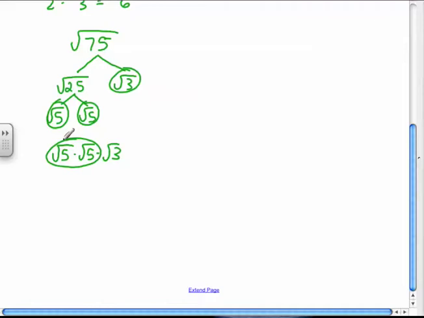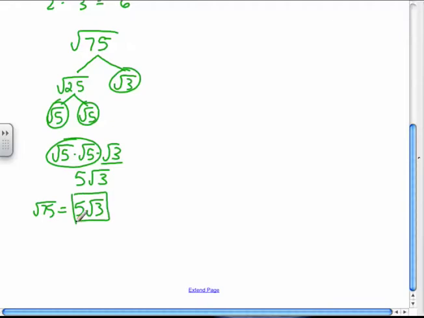Any time that I have a pair of numbers, they equal the number that's underneath, right? Because the square root of 5 times the square root of 5 is the square root of 25, which is just 5. Okay? But I'm left with this one that doesn't have a pair. So I've simplified that now to 5 times the square root of 3. The square root of 75 is equal to 5 times the square root of 3. And this is the simplified form.